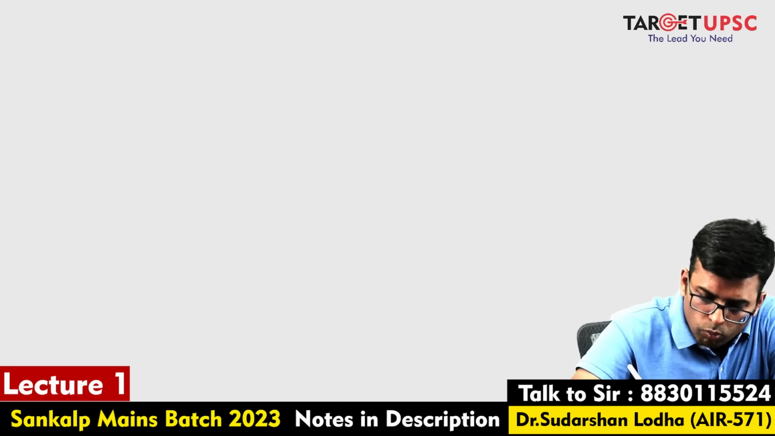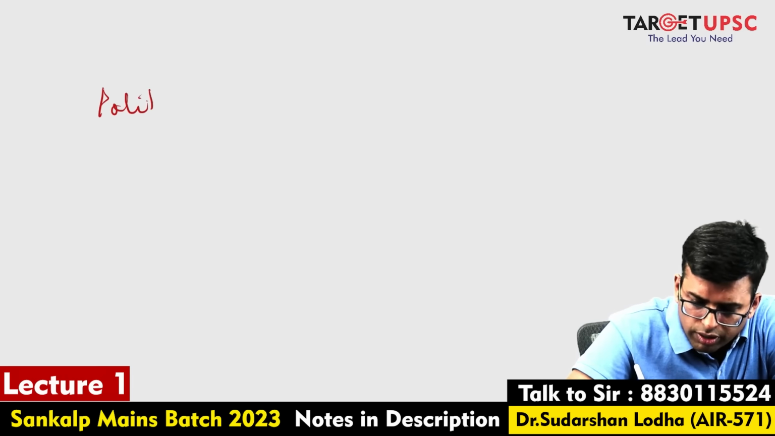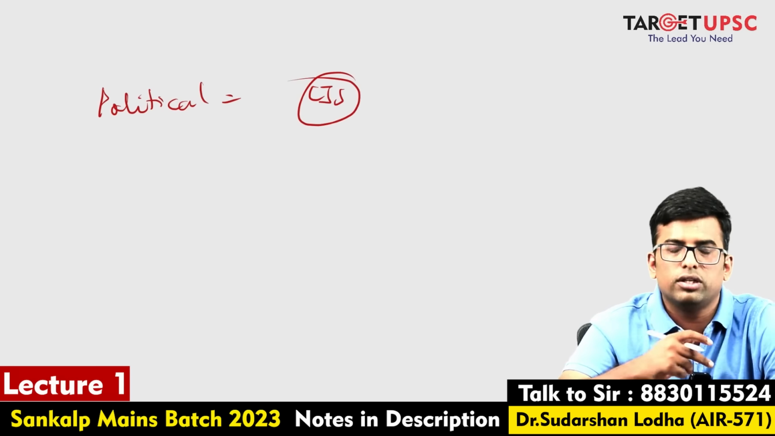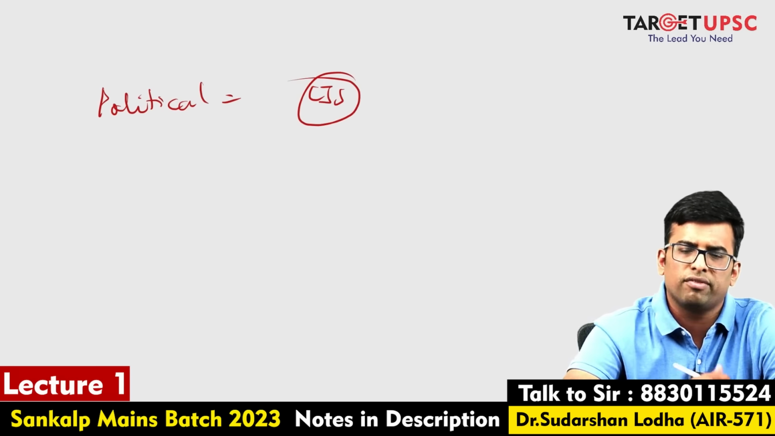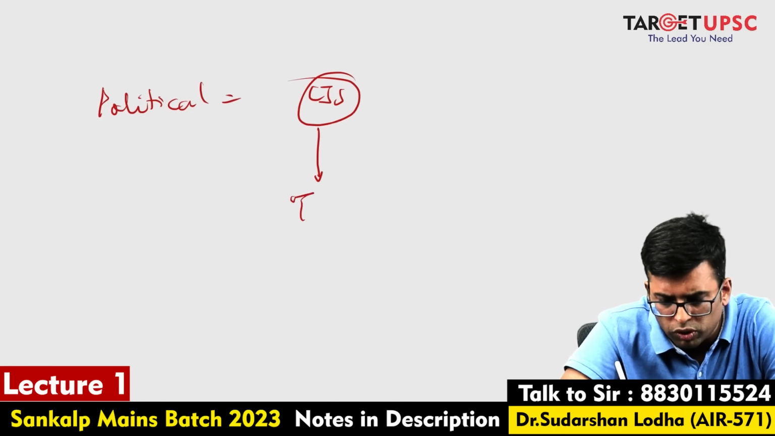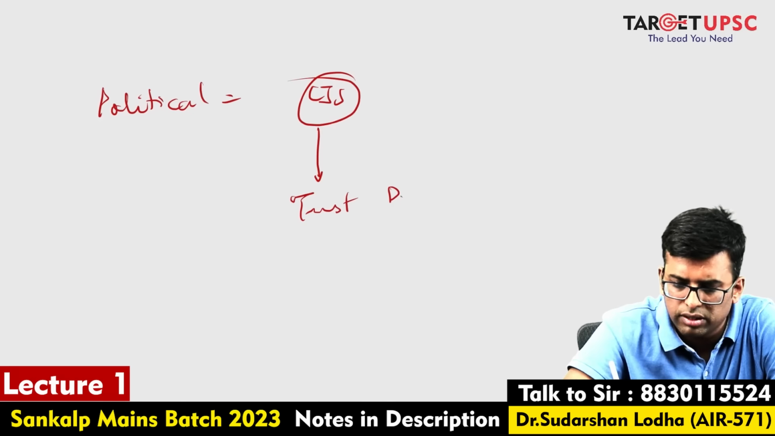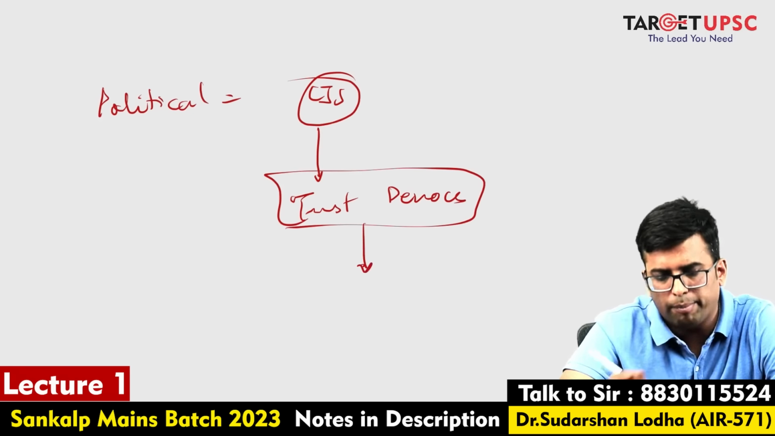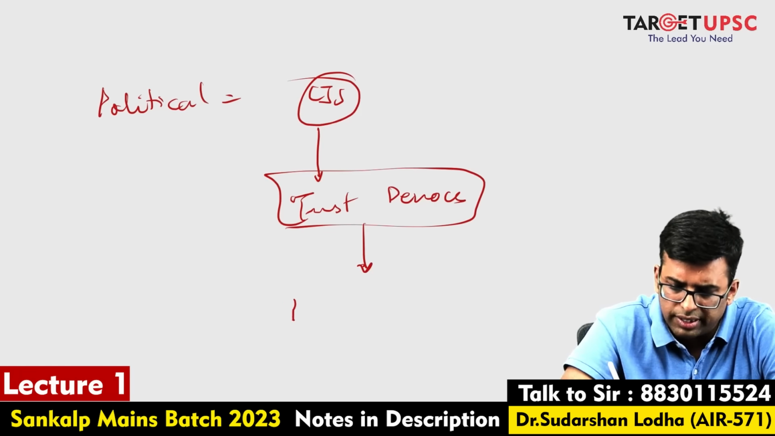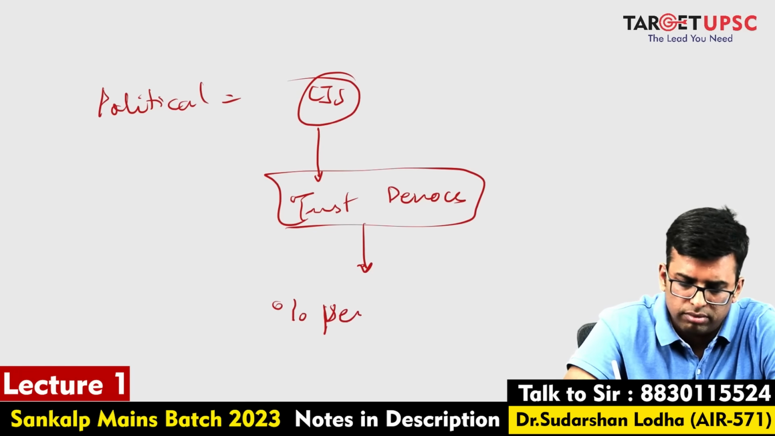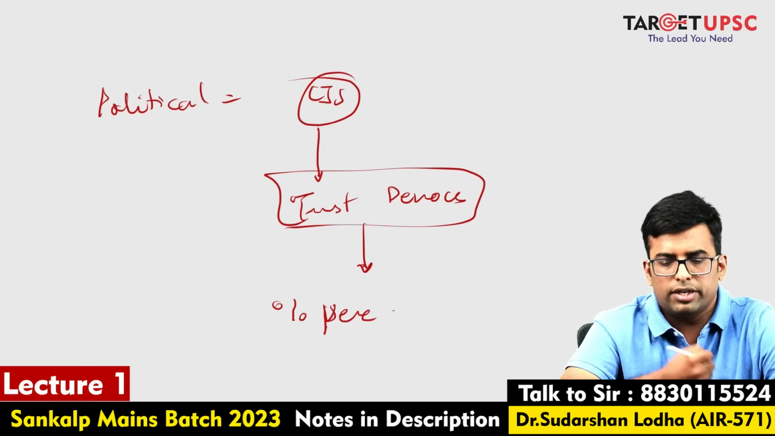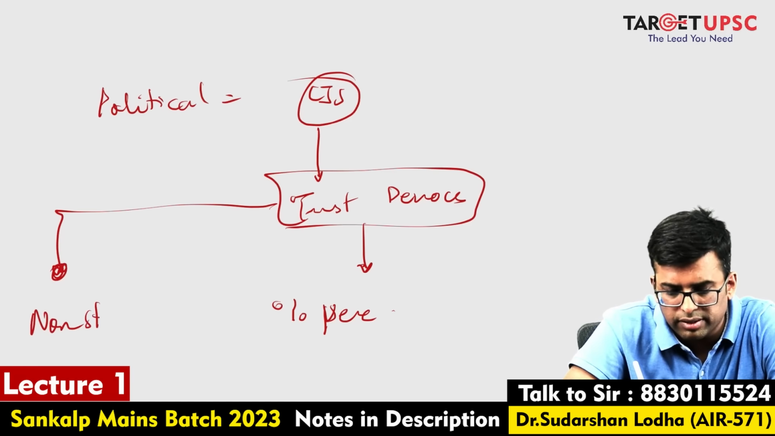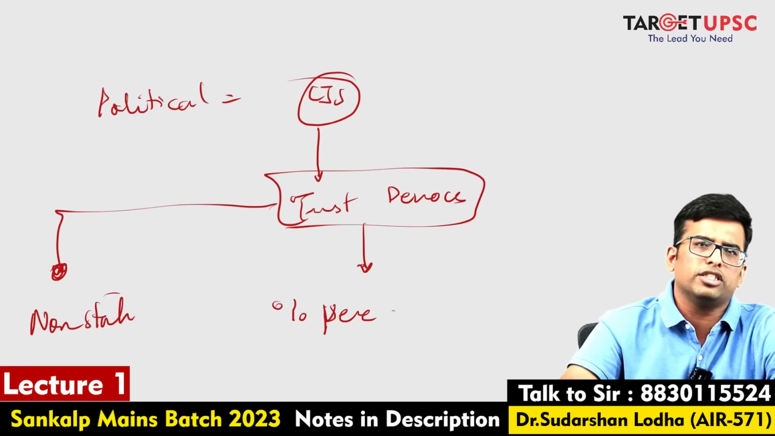Next is, what would be the political impact? See, imagine you are living in a country where your criminal justice system is not effective. What would happen is your trust in democracy would definitely decrease. Once the trust in democracy decreases, your voting percentage will definitely decrease. Trust in democracy is gone, and what happens? Non-state actors would rise. You must have seen in UP, Raja Bhaiya.